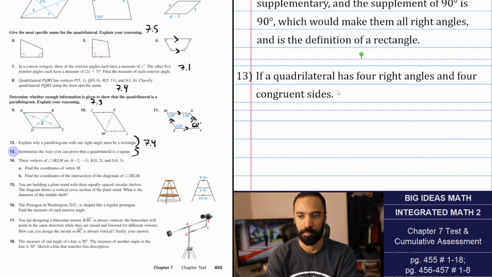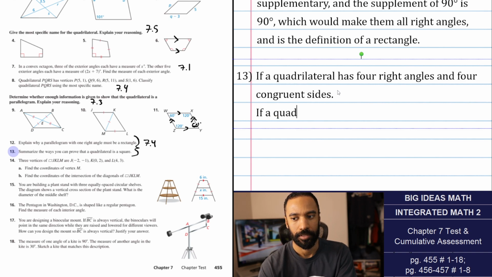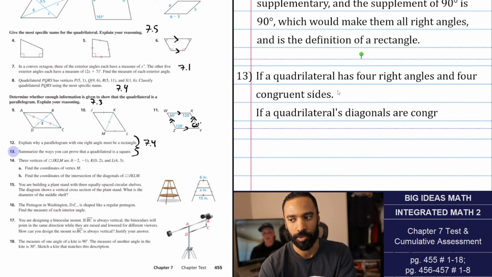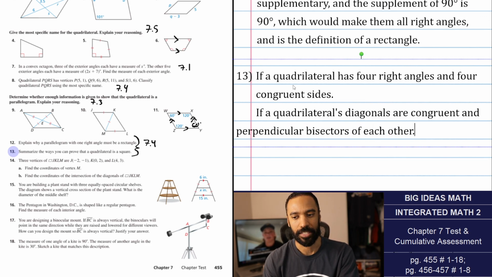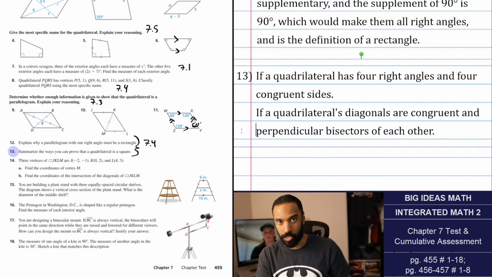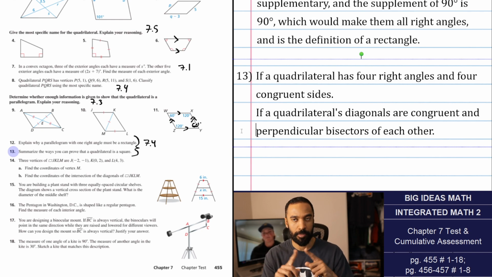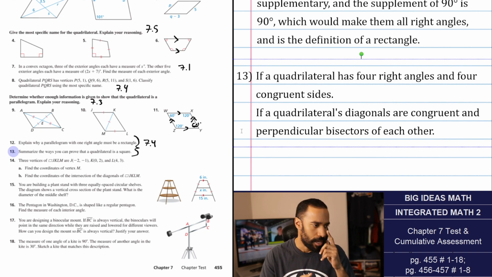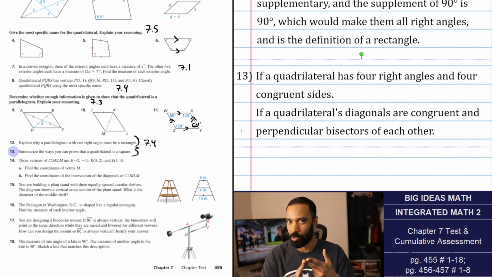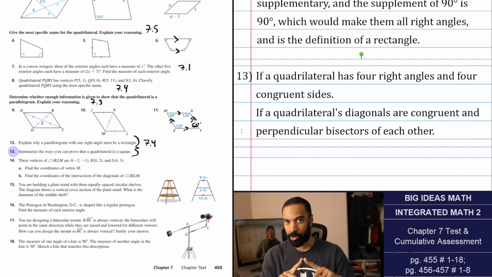I got to figure out how to best do this. If a quadrilateral's diagonals are congruent and perpendicular bisectors of each other, the congruent part is something indicative of a rectangle. That doesn't mean all rectangles do that. If they bisected each other also, then it would be the perpendicular part. So the bisector part's parallelogram, the congruent part is rectangle, and the perpendicular part is rhombus, with the bisecting part being parallelogram.